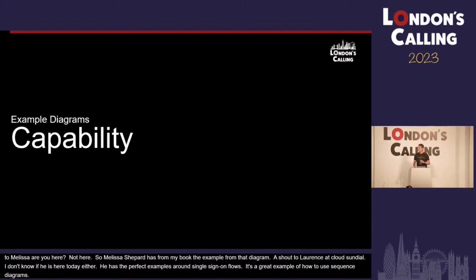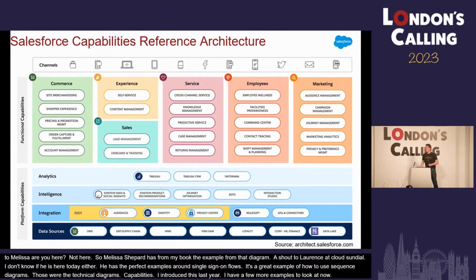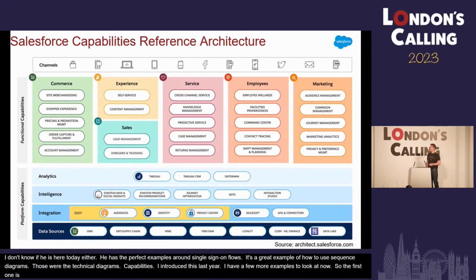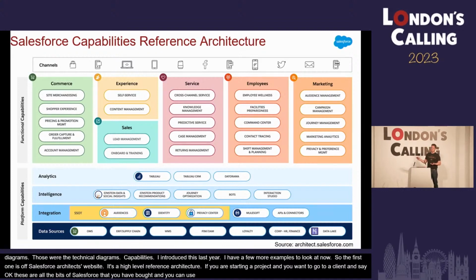Let's look at capabilities, which is something that I introduced last year when I dusted this presentation off. So I've got a few more examples to look at now. So the first one is off of the Salesforce Architects website. It's high-level Salesforce capabilities reference architecture. So if you're starting a project and you want to go to a client and say, oh, okay, these are all the bits of Salesforce that you've bought and you can use, this is a great starting point. Have they bought absolutely everything? No. So you can take that diagram and you can adjust it.